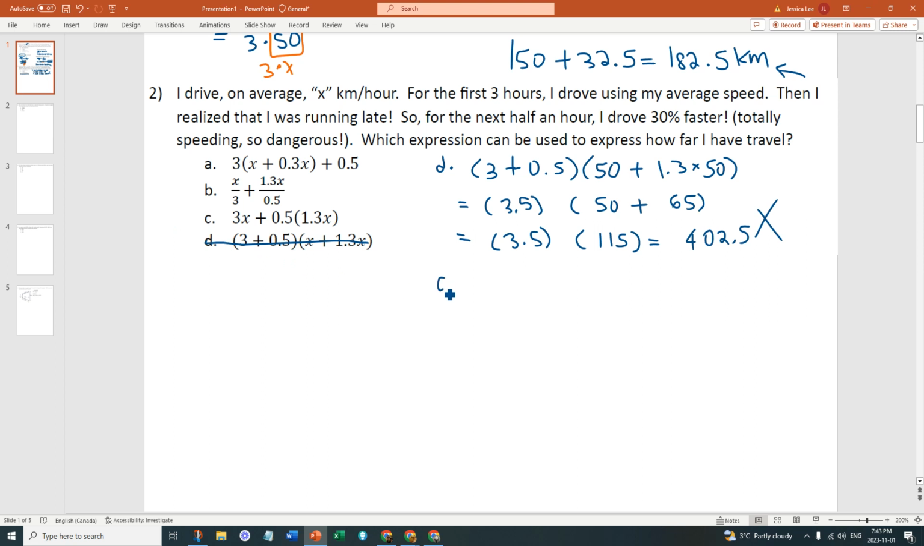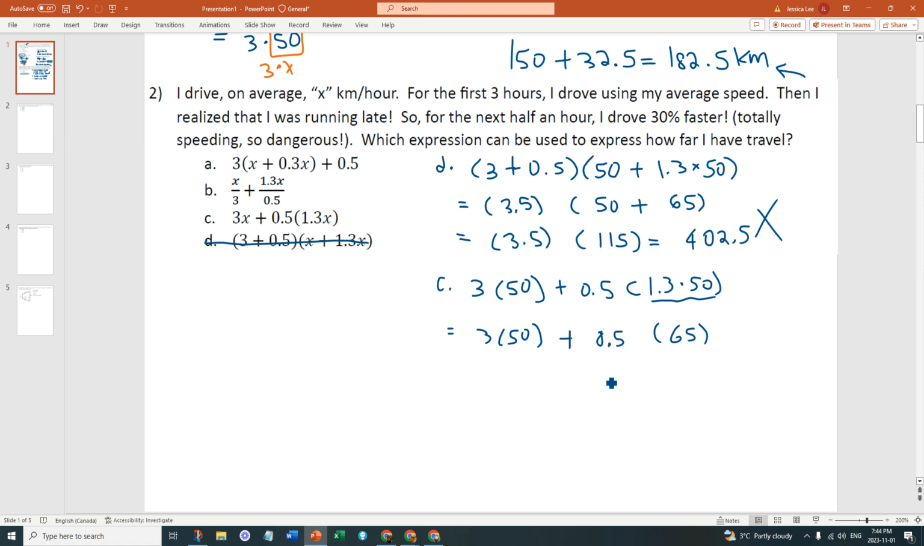Next, we can test C. 3x becomes 3 times 50, plus 0.5 times 1.3x, which becomes 1.3 times 50. Order of operations dictates that if there's anything to be done inside the bracket, I must do that first. So I do 1.3 times 50 first. That will give me 65. I can keep it inside the bracket just so I know where it came from. Then I have 0.5 on the outside.